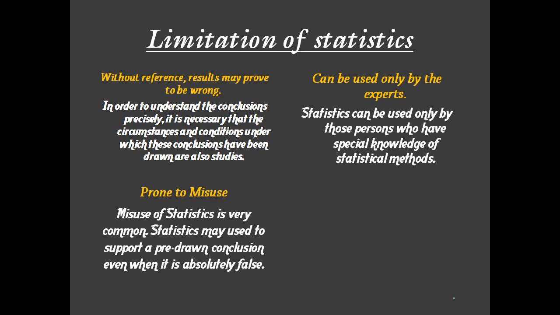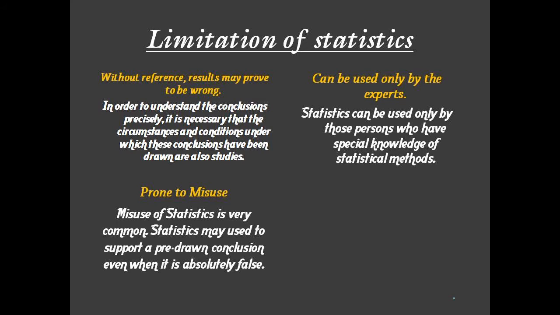Sixth one is, can be used only by the expert. Statistics can be used only by those persons who have special knowledge of statistical methods. Those who are ignorant about these methods cannot make sensible use of statistics. It can be said that data in the hands of an unqualified person is like a medicine in the hands of a quack who may abuse it, leading to disastrous consequences.